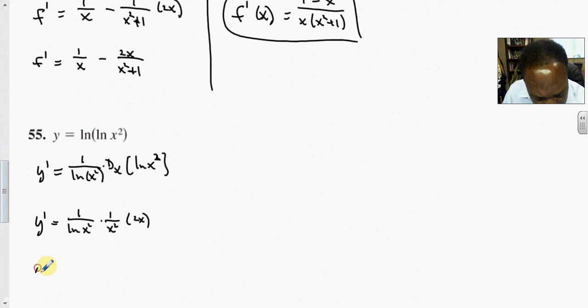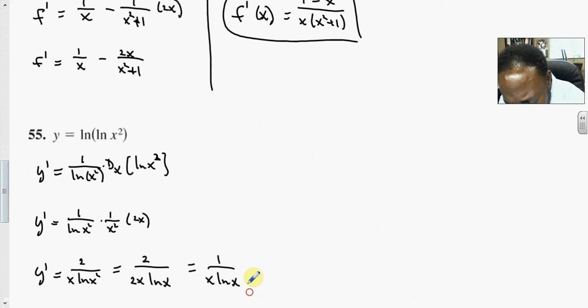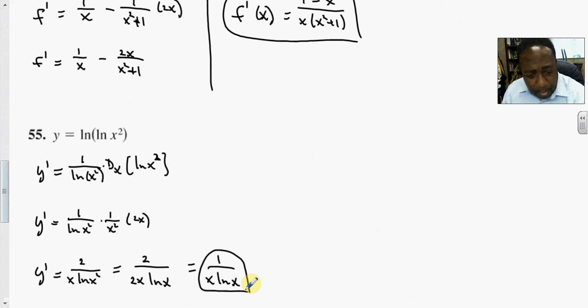And we simplify, we have y prime, 2x divided by x squared is just 2 over x. So here we have 2 over x times the natural log of x squared, which you see that this 2 becomes a multiplier, and so then it cancels out with that 2 there. So this is 2 over 2x times the natural log of x. And so all you have is 1 over x times the natural log of x.